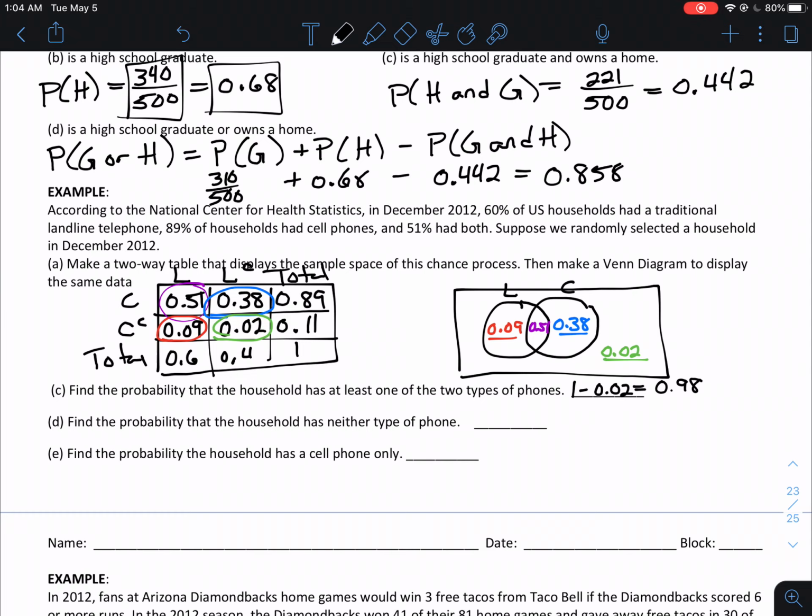Okay. Find the probability that the household has neither type of phone. Well, we actually used that to answer part C. That was 0.02. And then lastly, for part E, find the probability that the household has a cell phone only. So we want the probability that they have a cell phone, but not a landline. That would be 0.38.